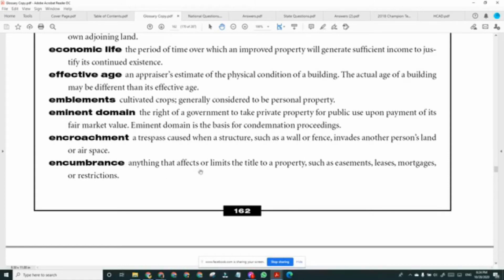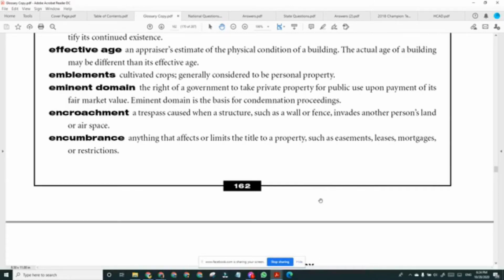Encumbrance, anything that affects or limits the title to a property, such as easements, leases, mortgages, or restrictions. Encumbrances are attached to the property and have to be cleared, so it becomes a cloud on title, and that has to be cleared prior to the property being sold and conveying to the buyer.